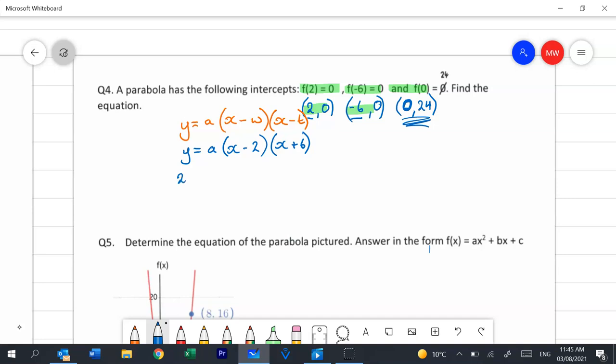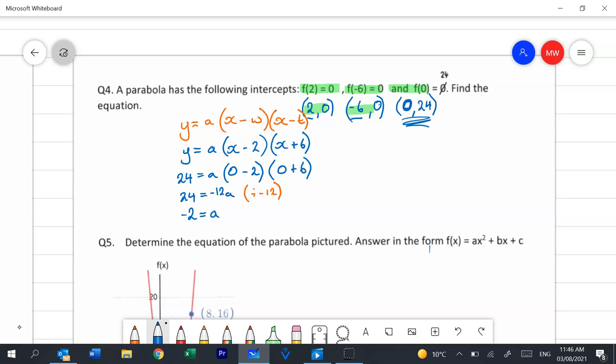So y becomes 24, a is unknown, we've got an x, we've got a 0, because x has become 0, minus 2, that's 0 plus 6. So now we've got 24 equals a times negative 2 times 6, which makes negative 12 groups of a. We'll divide by negative 12 on both sides, and we'll find that a is minus 2.